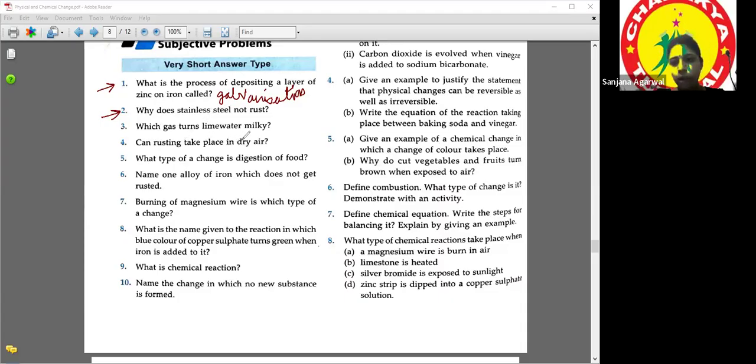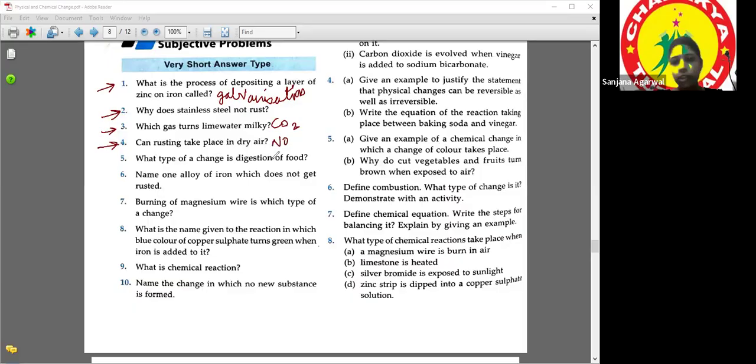Which gas turns lime water milky? Very good. Good, Sritej, correct answer. This everybody knows, CO2. Can rusting take place in dry air? Waiting for the fourth answer. Can rusting take place in dry air, or does it only need moist air? Okay, good, Siddhant. Fine, Sritej and Sriyansh. No, it needs moist air to get rust.